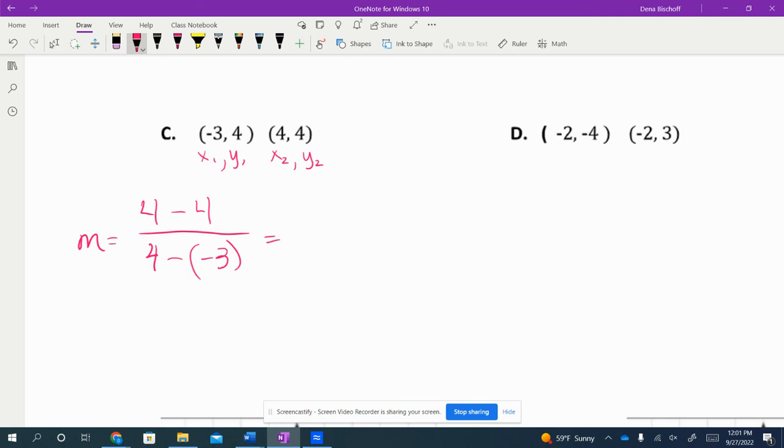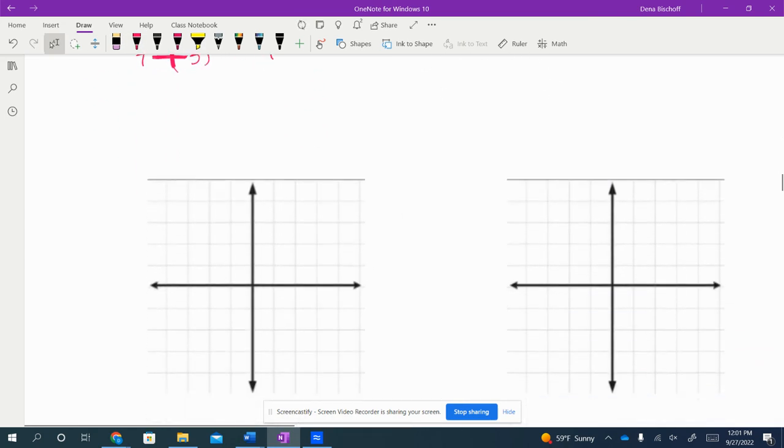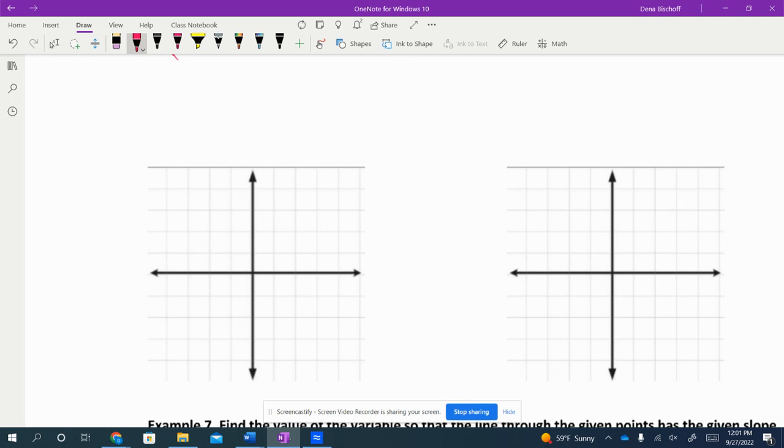Okay, let's see. 4 minus 4 is 0, and minus a negative turns into a great big plus. 4 plus 3 is 7. What is 0 divided by 7? It's 0. I want to graph these points and show you what that looks like. So -3, 4 and 4, 4. When I connect the points, what kind of a line is that? It's horizontal.